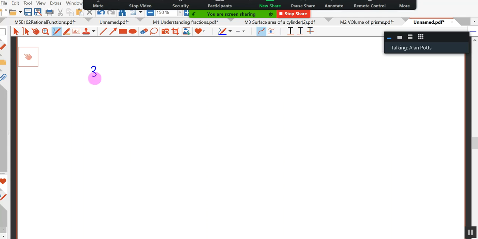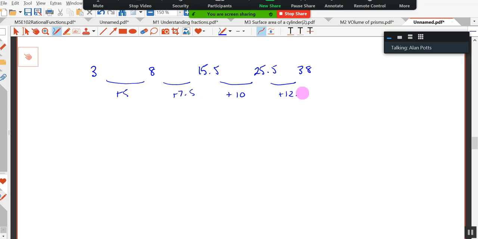So we know what the answer needs to be: 3, 8, 15.5, 25.5, 38. So same thing again. It's plus 5, plus 7.5, plus 10, plus 12.5. That's the first line of difference. Then it's plus 2.5, plus 2.5, plus 2.5.